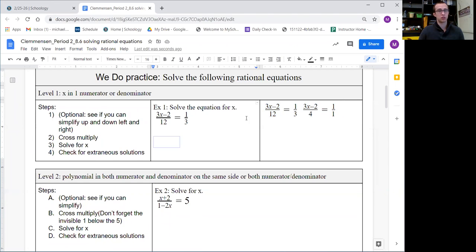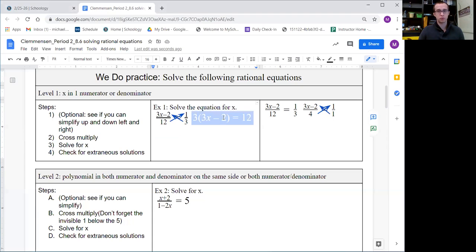Now let's say I didn't notice that. Instead of doing step 1 first, let's say I skip that, and I'm just going to cross multiply right away. When I cross multiply, I multiply the denominator times the opposite numerator. So 12 times 1 and 3 times 3x minus 2. I do the same thing over here for the simplified form: 4 times 1, 1 times 3x minus 2.